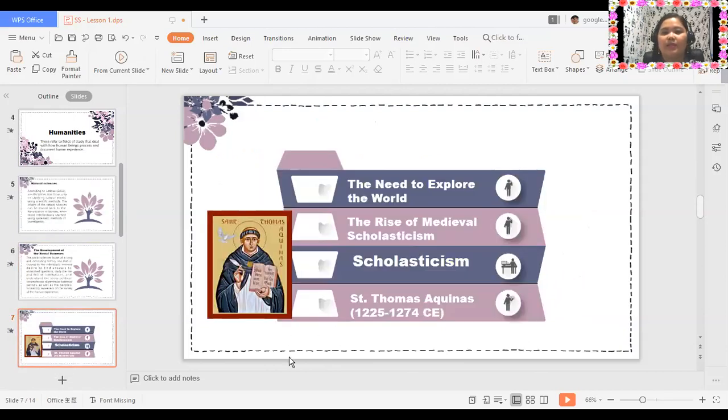Now let's go to the need to explore the world. So why do we need to explore the world? It is because we need to have a systematized human knowledge. So this is rooted in our curiosity. We want to know a lot of things, and we have a lot of questions that need to be answered. And we also need to learn about the world around us.